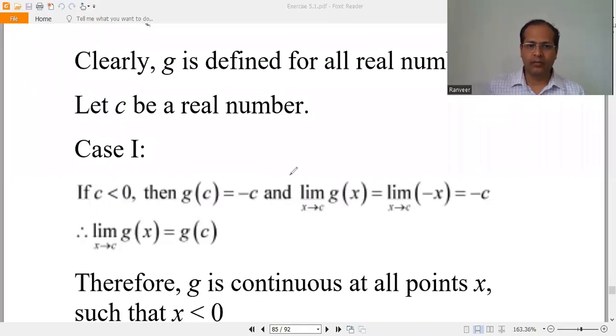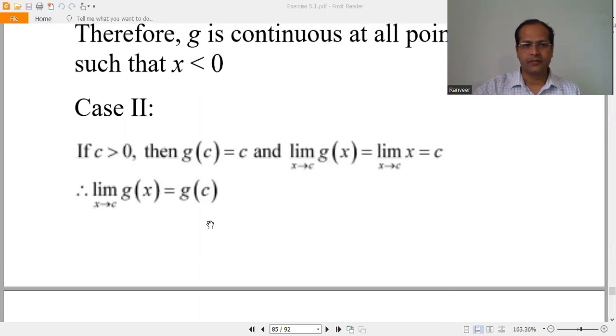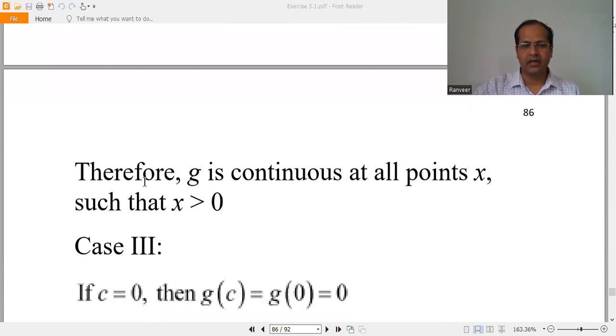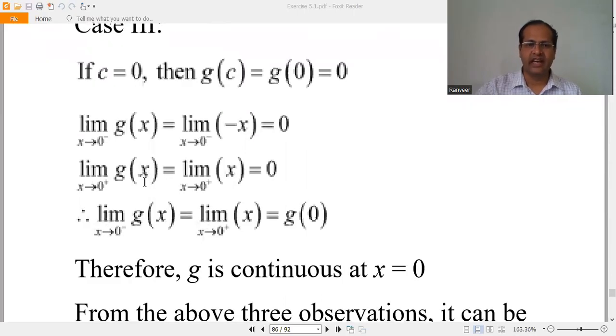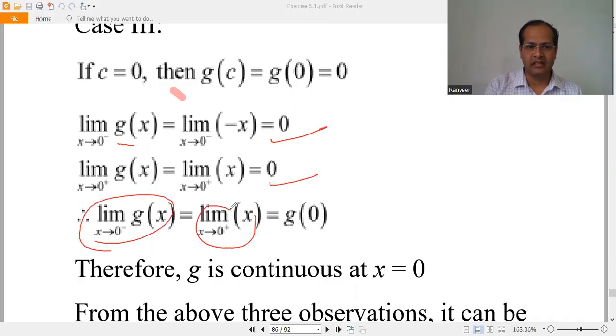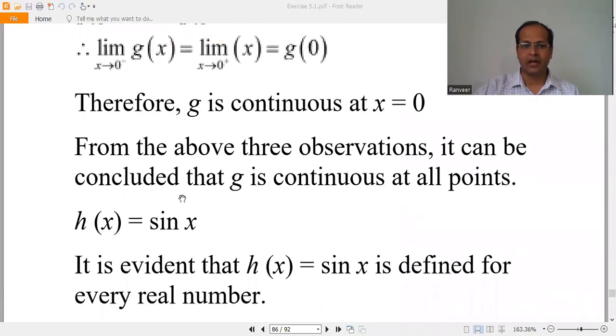So g of c equals minus c, and the limit as x tends to c of g of x is also minus c. We already saw that whenever we look at only one definition of the function, it is continuous. C greater than 0 is also continuous. Now at the point c equal to 0, we checked: the value is 0, the limit of g of x from the left is 0, and from the right, x equal to 0, is 0. So the 0 plus, 0 minus and g of 0 values are all 0. So this function is continuous. From the above observation, it can be concluded that g is continuous at all points.